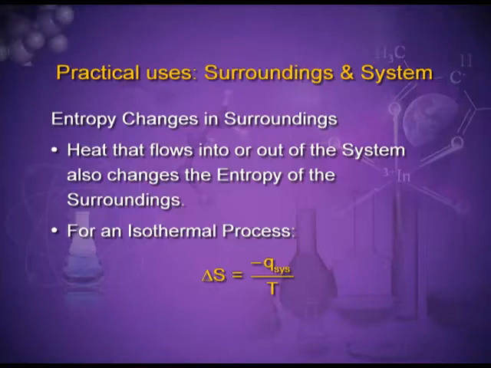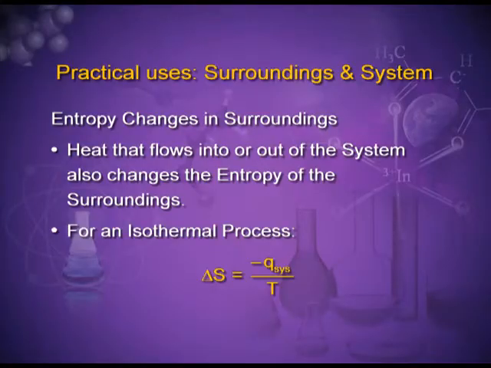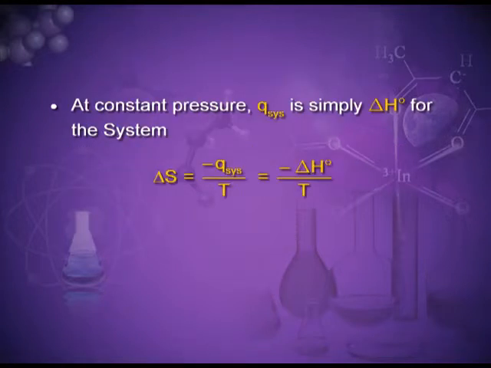Entropy changes in surroundings. Heat that flows into or out of the system also changes the entropy of the surroundings. For an isothermal process, the entropy change of the surroundings is equal to minus Q system upon T, and at constant pressure, Q system is simply delta H for the system. So delta S surroundings is equal to minus Q system upon T, or minus delta H upon T.